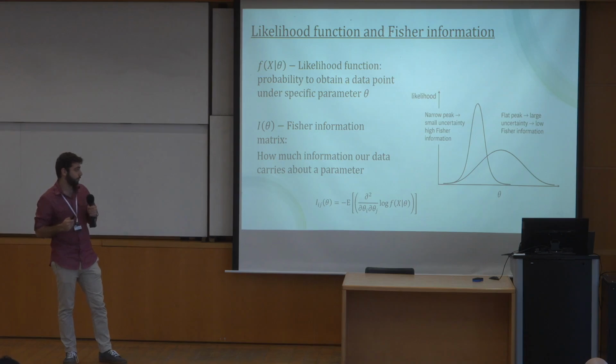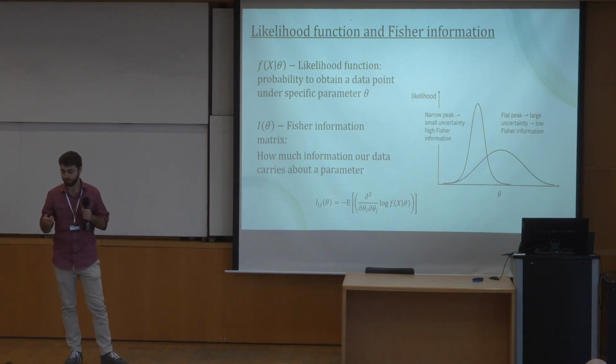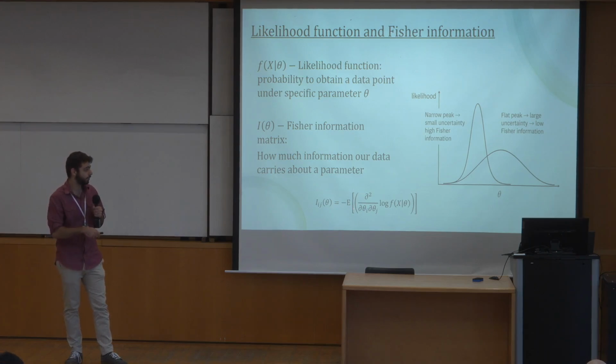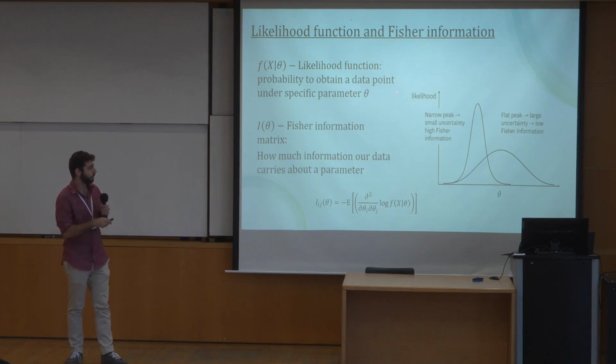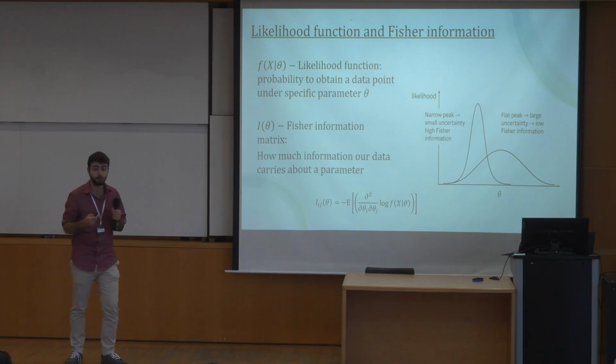And the Fisher information matrix tells us how much information our data carries about a parameter. It is defined as the average over the second derivative of the log likelihood function. This means that if in our likelihood function we see a narrow peak, we have a high amount of information. And if we have a flat peak and it changes slowly, it means we have a low amount of information.